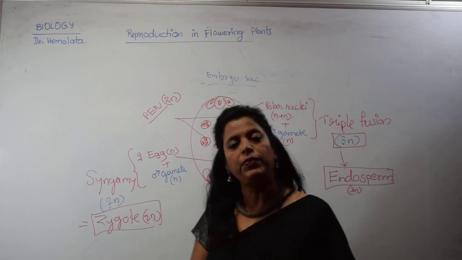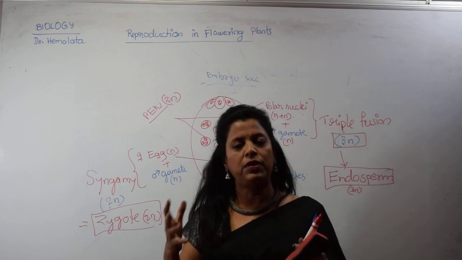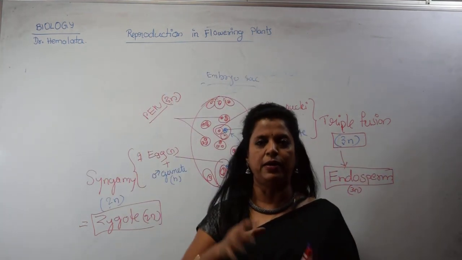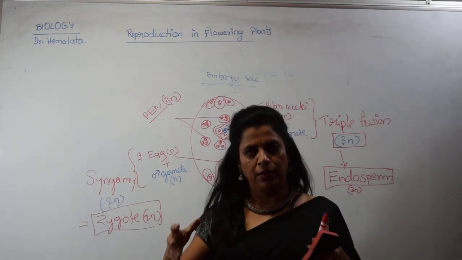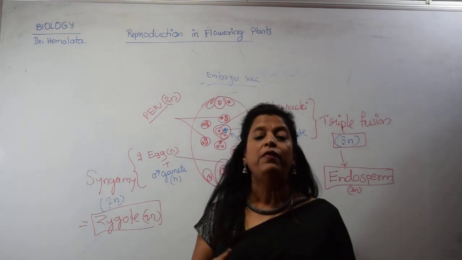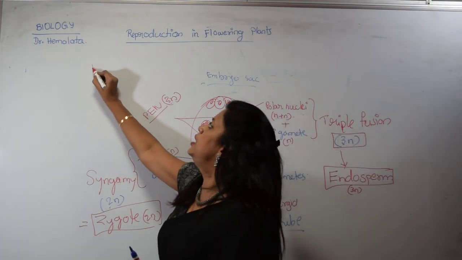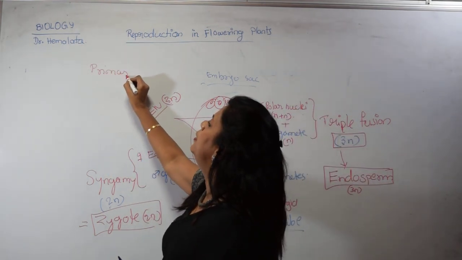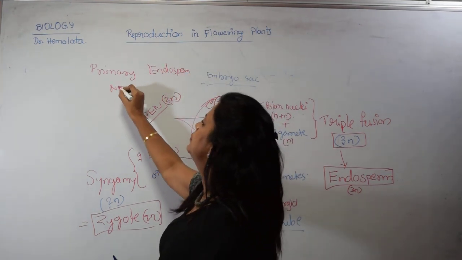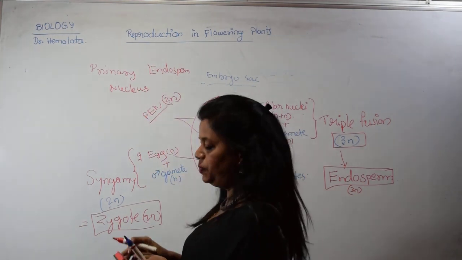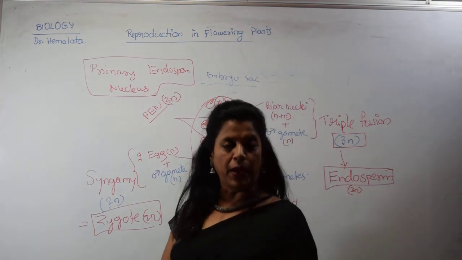Now remember one thing. In coconut, you have seen the young one, right? The tender coconut, which has an outer green part, then the fibrous part, then the hard part, right? But when you open up the tender coconut, you get a lot of water. That coconut water is the primary endosperm nucleus. Remember this long form, primary endosperm nucleus, PEN, okay? This is PEN. This primary endosperm nucleus is triploid in nature, 3N in number.